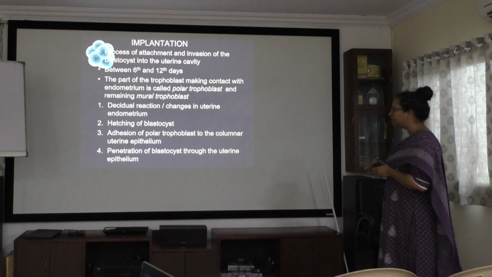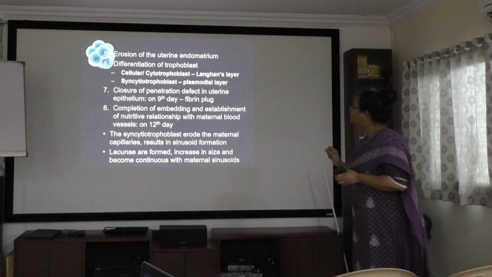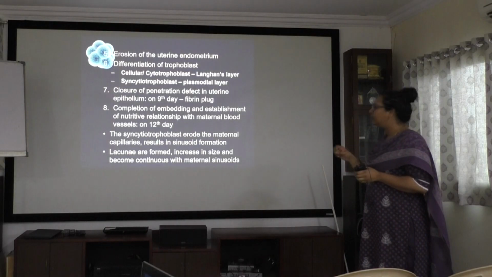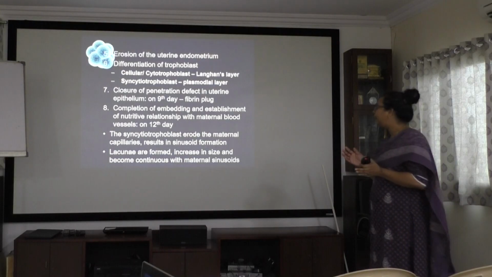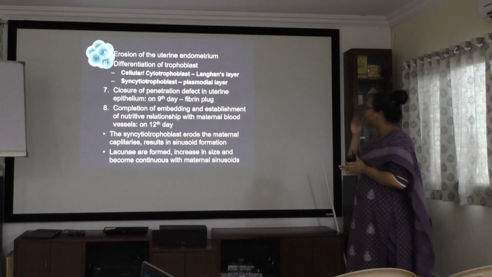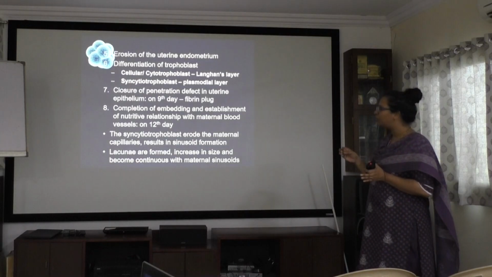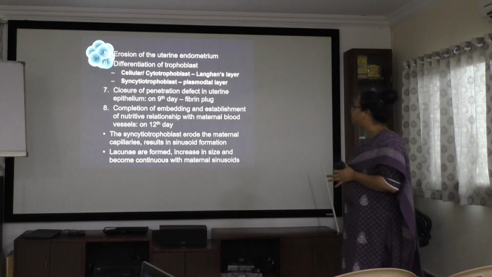Hatching of the blastocyst takes place, then adhesion of the polar trophoblast to the columnar uterine epithelium, then penetration of the blastocyst through the uterine epithelium. There is erosion of the uterine endometrium, and the spiral arteries or uterine arterioles become enlarged and form sinusoids. So the blood circulation takes place easily for the developing embryo.